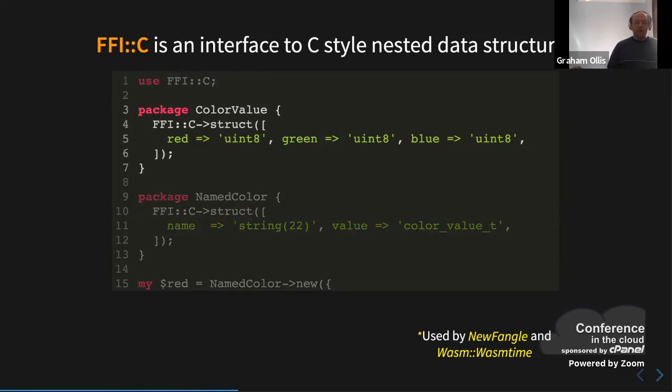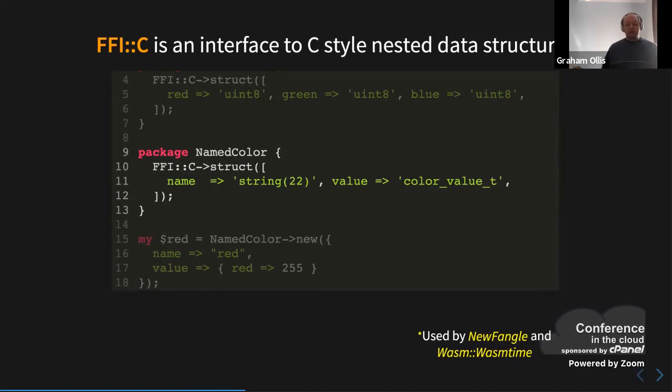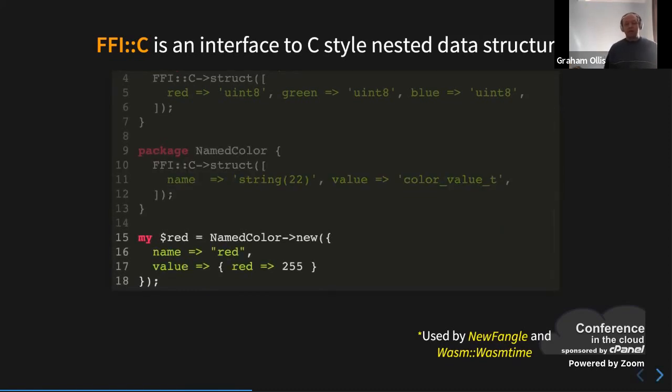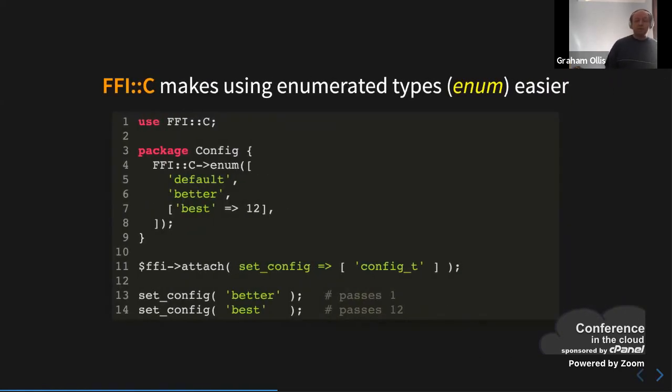In this example, I defined a color type with red, green, and blue values. Nest that color type inside another named color type. Now we can create an instance of that named color, which can be passed into C using Platypus. You can also define and use union types now. It also makes it super easy to work with enumerated types by allowing you to define an enum, define a function that takes that enum, and calling that function. The strings are translated into integer values for you.